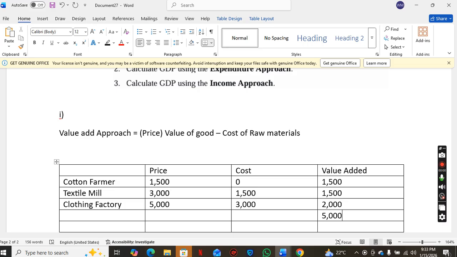Any questions? Okay, we now go to the expenditure approach. We're looking at the money that is spent on the finished products. Remember with the GDP, you're not calculating intermediate products, the products which are made in between. You want the finished product.